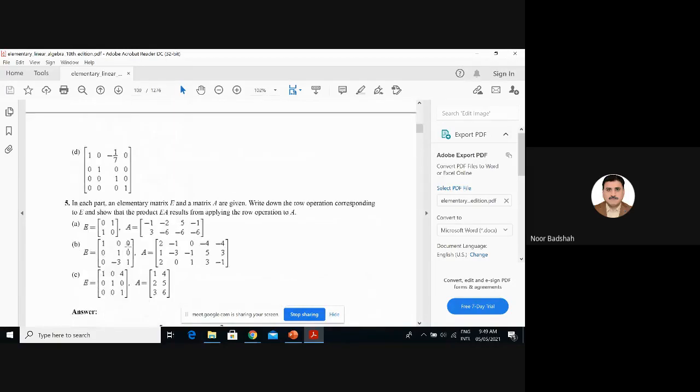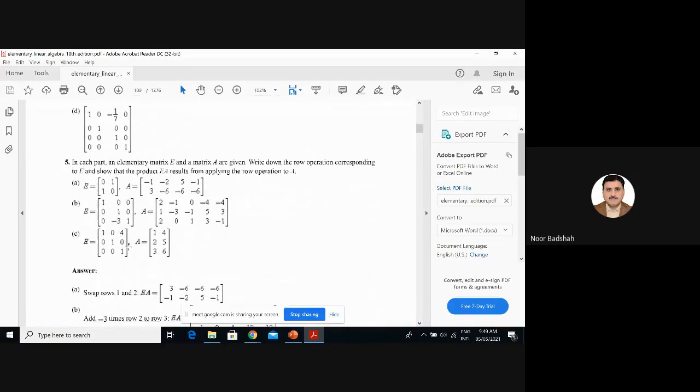Same thing, question number 4 as well. In question 5, it says that in each part, an elementary matrix E and a matrix A are given. Write down the row operation corresponding to E and show that the product EA results from applying the row operation to A. So first you see that in part A, row 1 and row 2 are interchanged. Okay, that's the row operation you will mention. And then if you see E multiplied by A will give you the same thing. The two rows will be interchanged.